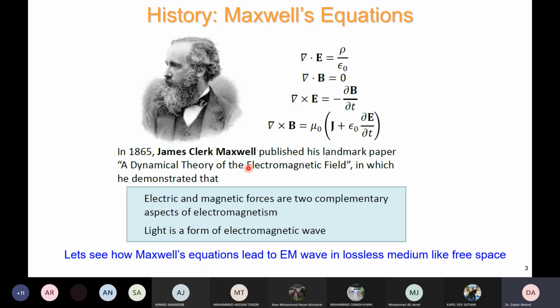Maxwell published a landmark paper back in 1865 with the title A Dynamic Theory of the Electromagnetic Field, in which he demonstrated that light is the same phenomenon as the electromagnetic wave, and that the electric and magnetic fields are coupled together. So our objective in today's lecture is to see how Maxwell equations can be used to predict the EM wave in lossless media like free space.